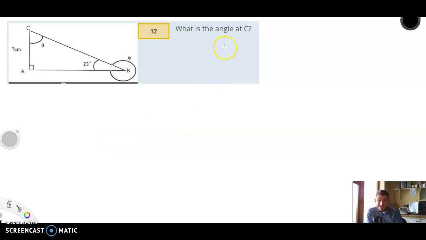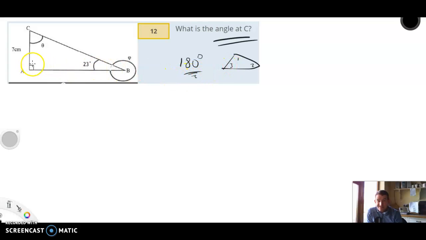Question 12. What is the angle at C? Right, the interior angles of a triangle add up to 180 degrees. No matter what triangle it is, the inside angles 1, 2, and 3 always add up to 180 degrees.